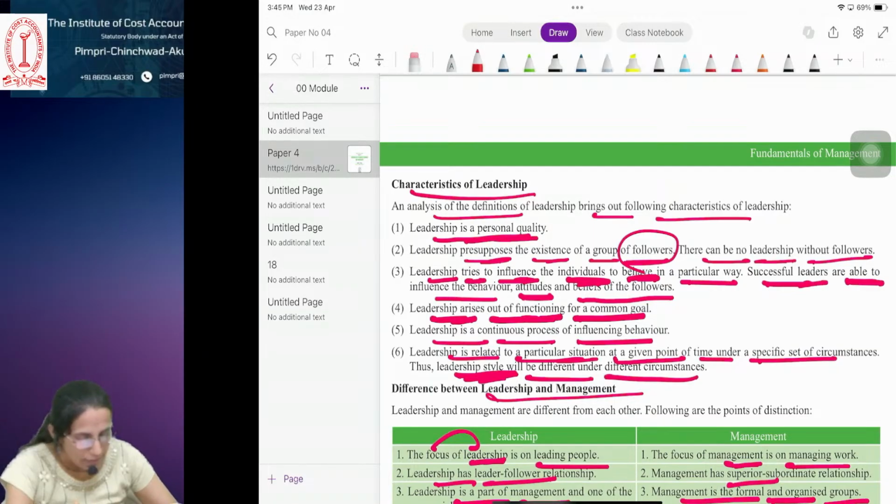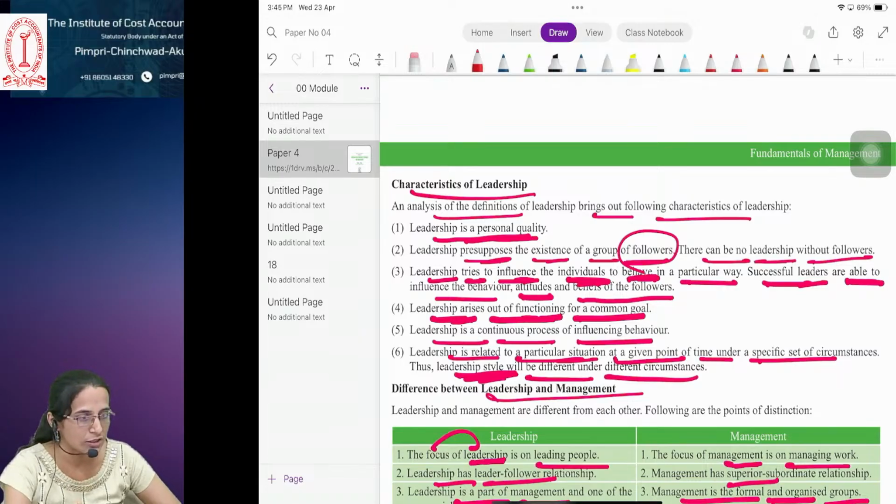There arises a sense of belonging, mutual cooperation at all levels. Motivation will foster team spirit among workers. This will reduce labor unrest and create better relations between management and workers.